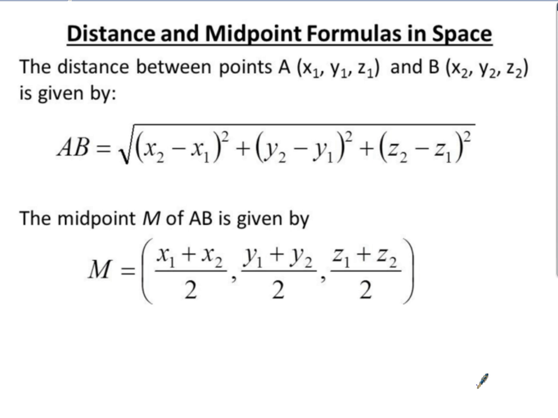Midpoint formula in 2 dimensions is x1 plus x2 divided by 2 and y1 plus y2 divided by 2, because you're just finding the average of your x coordinates and the average of your y coordinates. When you get into 3 dimensions, you're just going to have to add the average of the z coordinates, so you do need to add z sub 1 plus z sub 2 divided by 2.